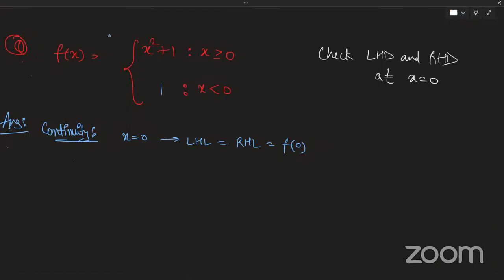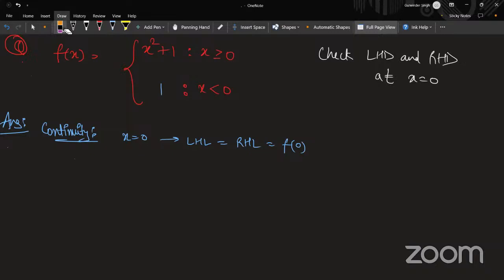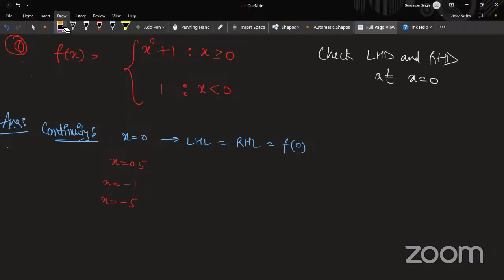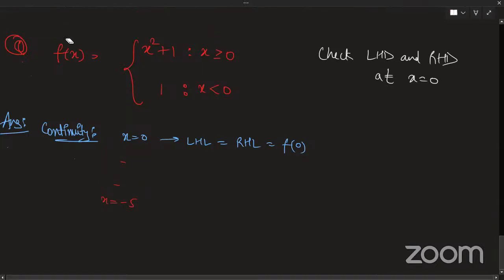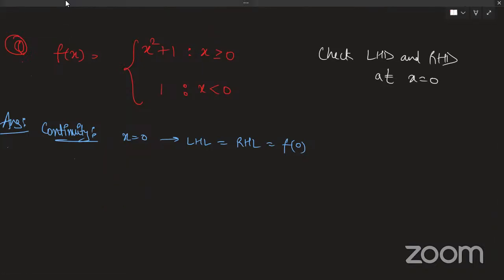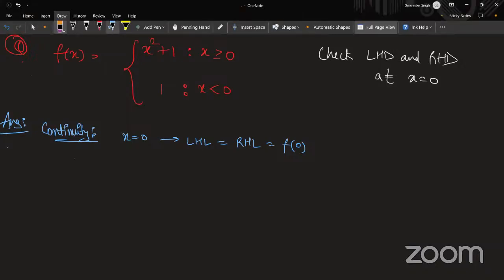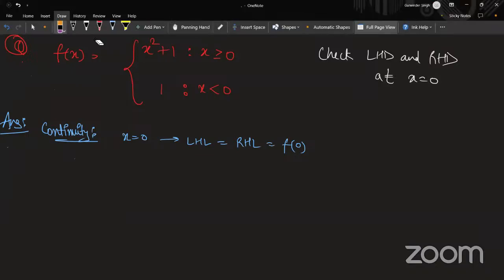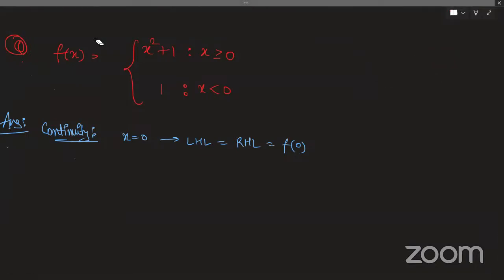Yes, sir. So my question is, why did we not check the continuity at any other point? We could have checked x is equal to 0.5 also, x is equal to -1 also, x is equal to -5 also. Why did we choose the value x is equal to 0 to check? Sir, in the question, x is greater than or equal to 0 and x is less than 0.